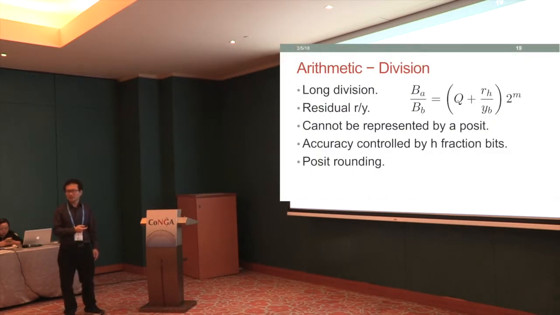For division operation, it is an outlier among the four basic arithmetic operations. For addition, subtraction, and multiplication, you are able to get the result exactly represented in a posit, maybe with a longer bit size. But a division will produce a residue, the remainder divided by y, that in general may not be represented exactly in the posit number. So when we can't represent it exactly in the posit, we need to apply posit rounding to the nearest number.